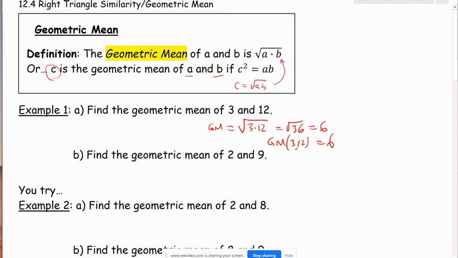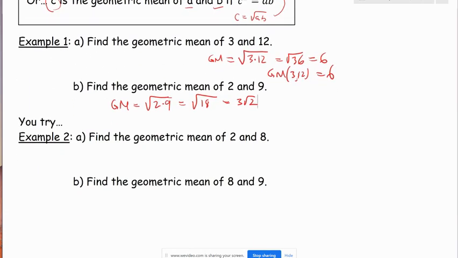Then we can do the same thing for example B. If I want the geometric mean of 2 and 9, the geometric mean is the square root of 2 times 9. So that's the square root of 18. And then we can simplify that because the square root of 18 can be broken down as, since it's 9 times 2, we get 3 square root 2. Square root of 9 is 3, and the square root of 2 is just the square root of 2. So the geometric mean is equal to 3 root 2 in that case.